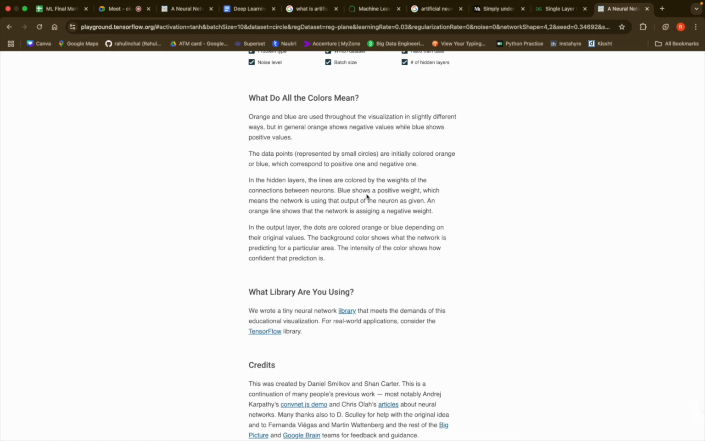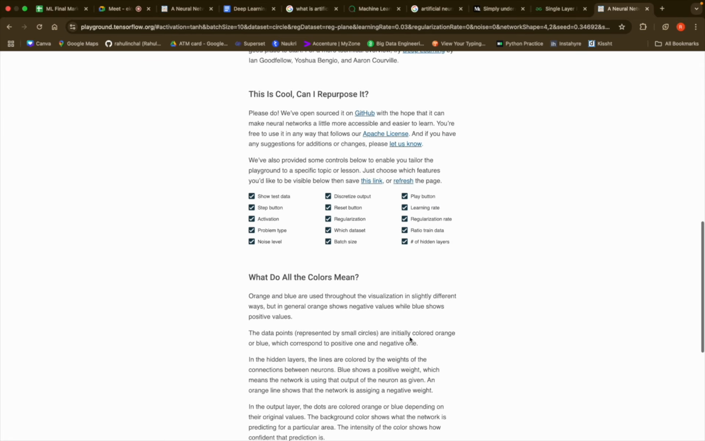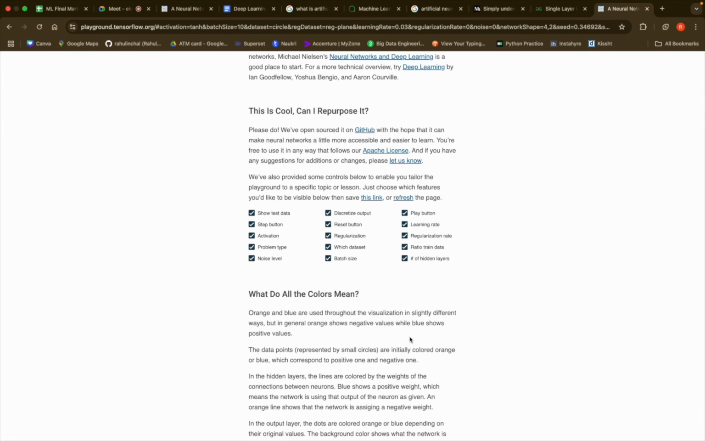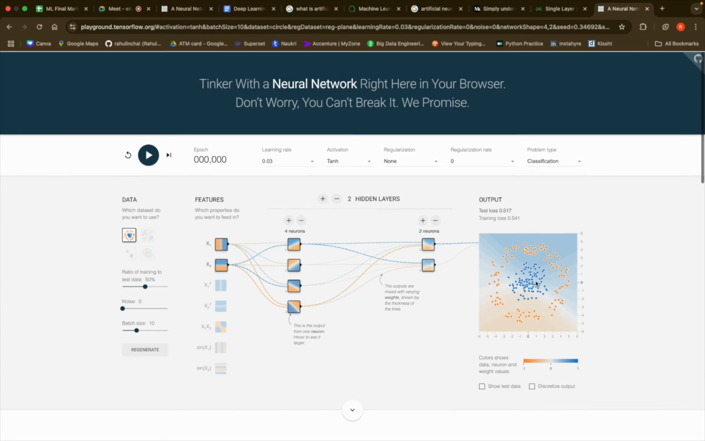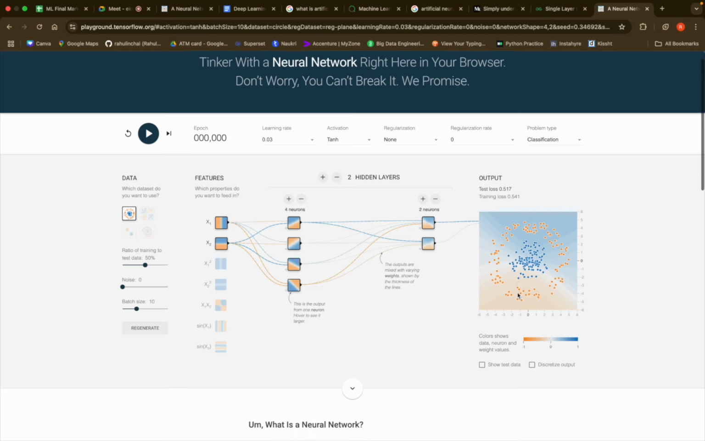Blue shows the neurons and the orange line shows the output layer. The intensity of the color shows how confident that prediction is. No, it's not the case. So here we will have intensity, but let us see, it's okay, no problem. Let orange be my class 1, and blue is my class 2.